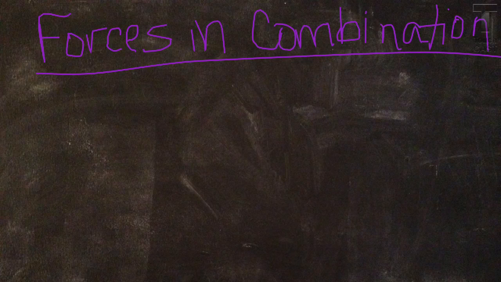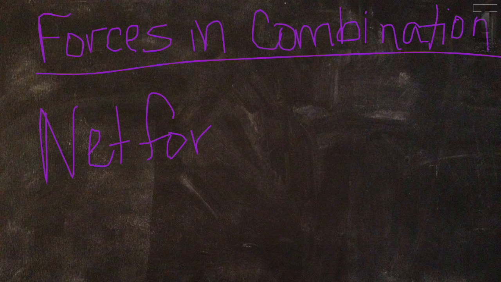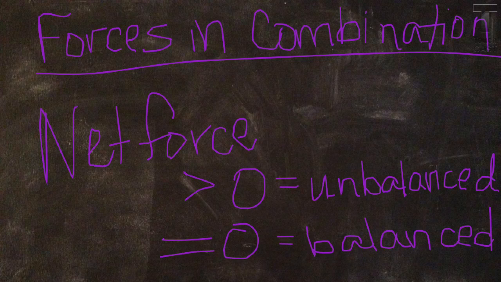All forces that exert on an object at the same time, your net force is the result of all of these combinations. So when we have a net force that is greater than 0, we have an unbalanced force. If the net force is equal to 0, we have a balanced force.